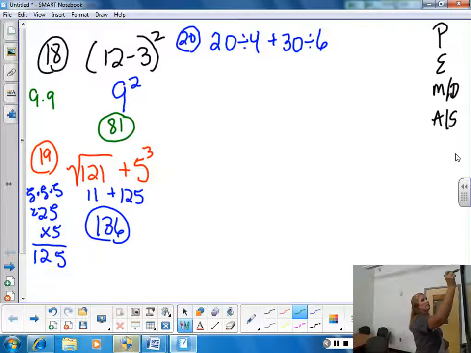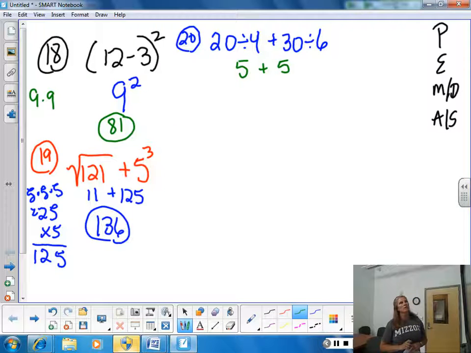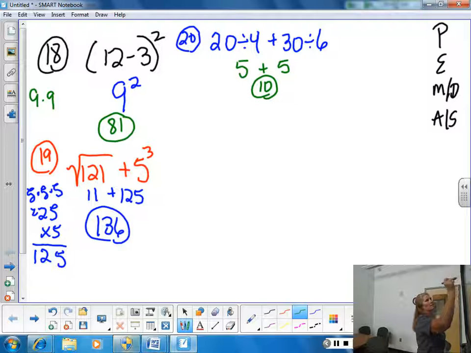20 divided by 4 is 5, and 30 divided by 6, also 5. And then we're going to add those two parts together, and that's going to be 10. Final answer.